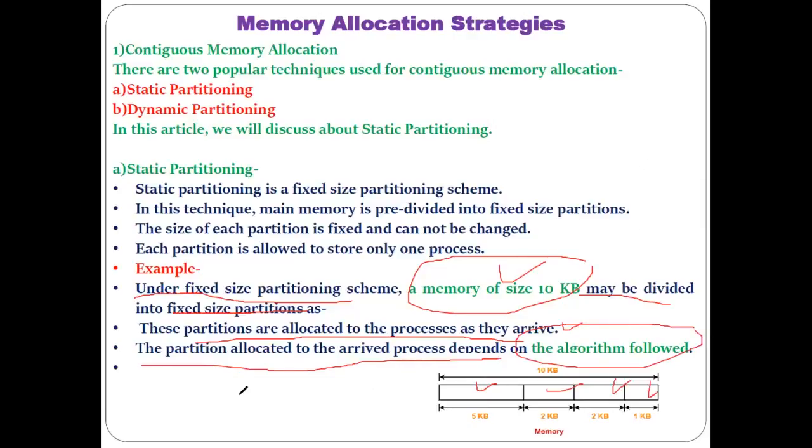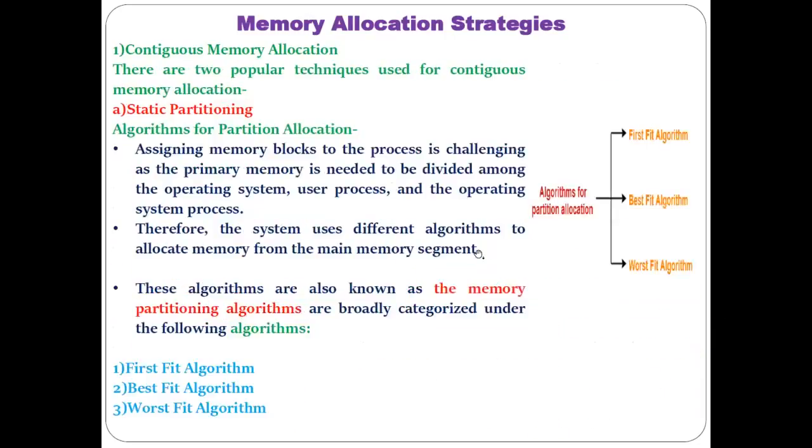Now, whenever one process P1 comes, to this P1, whether this partition should be allocated, or this, or this, which one? In order to decide that, an algorithm is followed. To decide whether P1 should be allocated to this partition or this partition or this partition, some algorithm strategy has to be utilized. The same thing is written here: the partition allocated to the arriving process depends on the algorithm, and that algorithm we will see next. That is called the partition allocation algorithm.